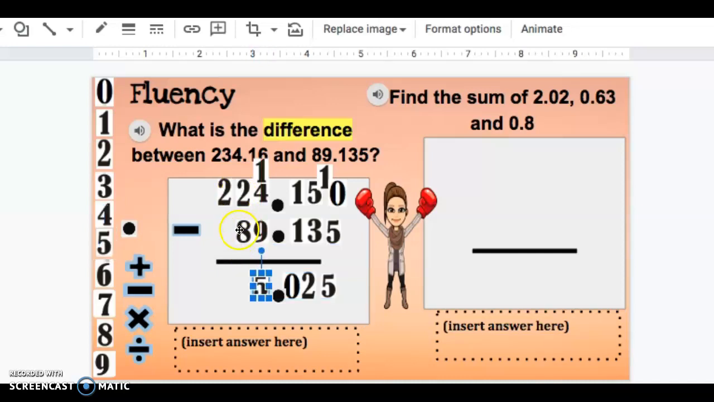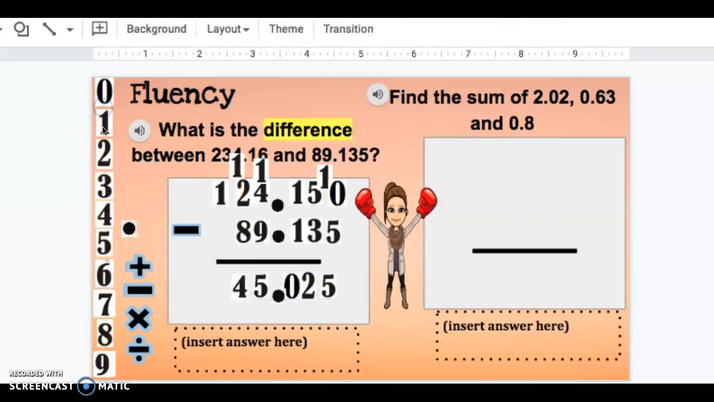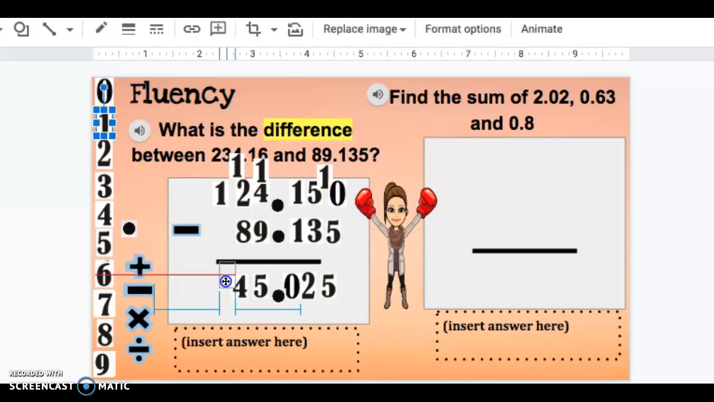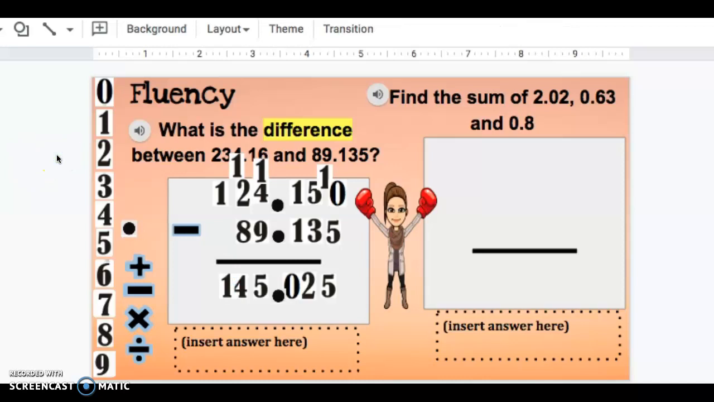And then I got 2 minus 8, which I can't do. So my first 2 in my hundred spot becomes a 1. And then my second 2 in the 10 spot becomes a 12. So now I have 12 minus 8, which is 4. And then I have my 1 that drops straight down. Okay, so now my answer is 145. My answer is 145 and 25 thousandths.